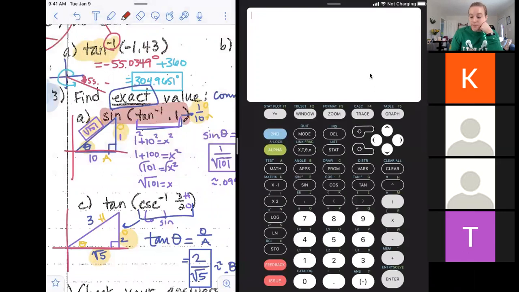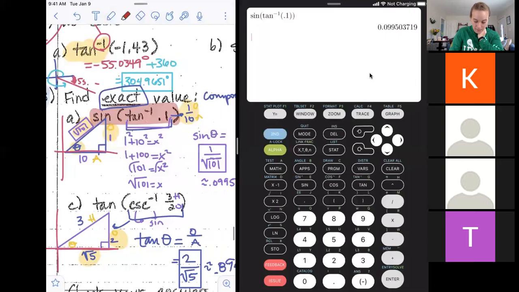I can press the buttons that say sine, cosine, and tangent. I do not have buttons that say cosecant or secant or cotangent. So if I have one of those, I'm going to have to think for a second. But like letter 1, it just says sine of tangent to the -1st of 0.1. I'm literally going to plug that in. I'm going to press sine, I'm going to press second tangent, I'm going to type 0.1, I'm going to close all my parentheses. That looks exactly like what I have highlighted in red. So I'm going to press enter.